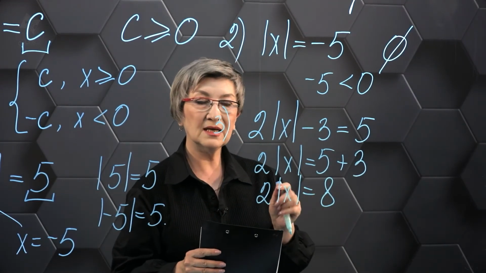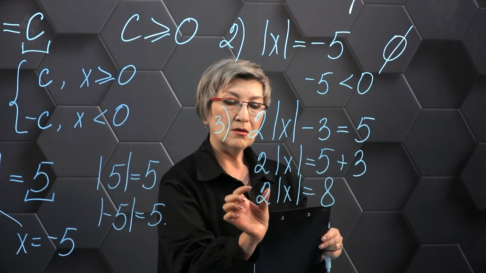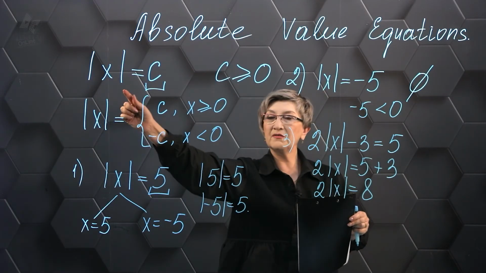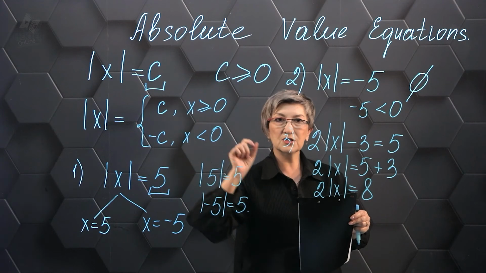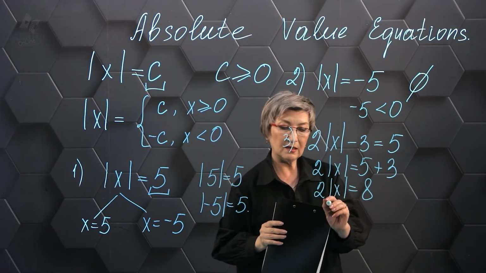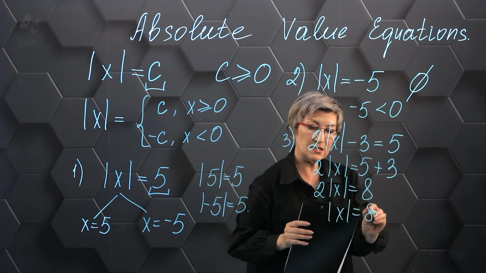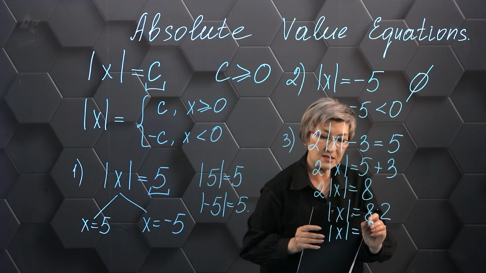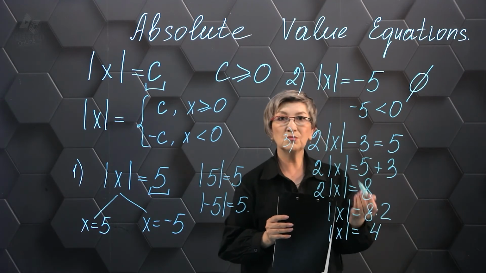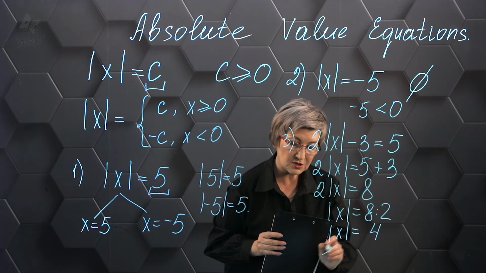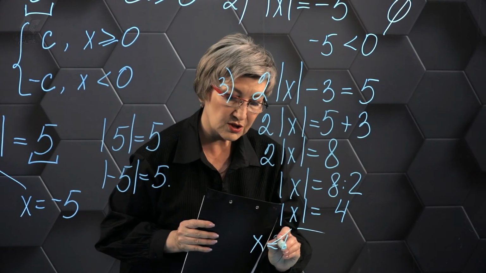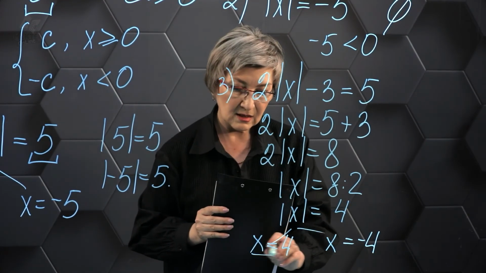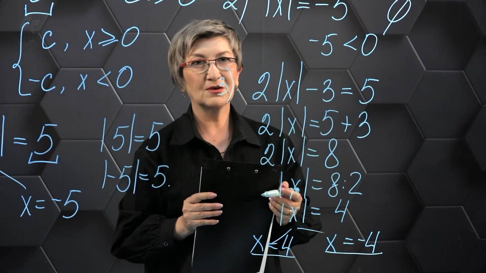We have simplified this expression. Now, we have 2 times the modulus of x, but we haven't yet reduced this equation to the form modulus of x equals a number. Then the modulus of x equals 8 divided by 2. And then the equation takes the form modulus of x equals 4. In this case, we can solve this equation and write that x equals 4 and x equals minus 4. These are the two solutions for our equation.